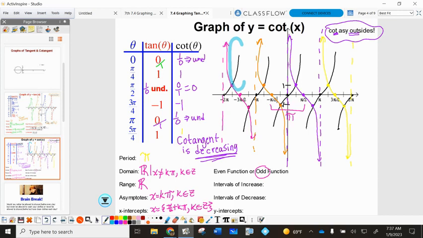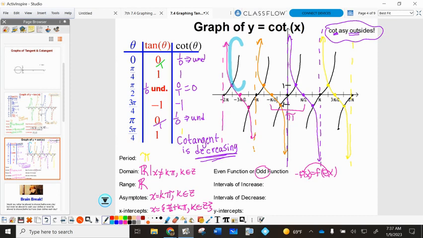So it is an odd function, which means what are we going to do when we have f of negative x? A negative b value, we're going to do something odd with it. We're going to bring it out front. F of negative x equals negative f of x for odd functions.